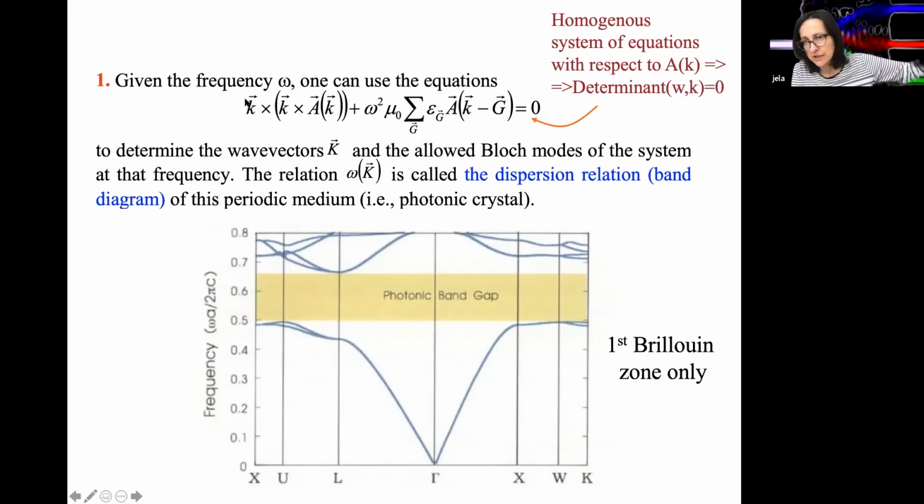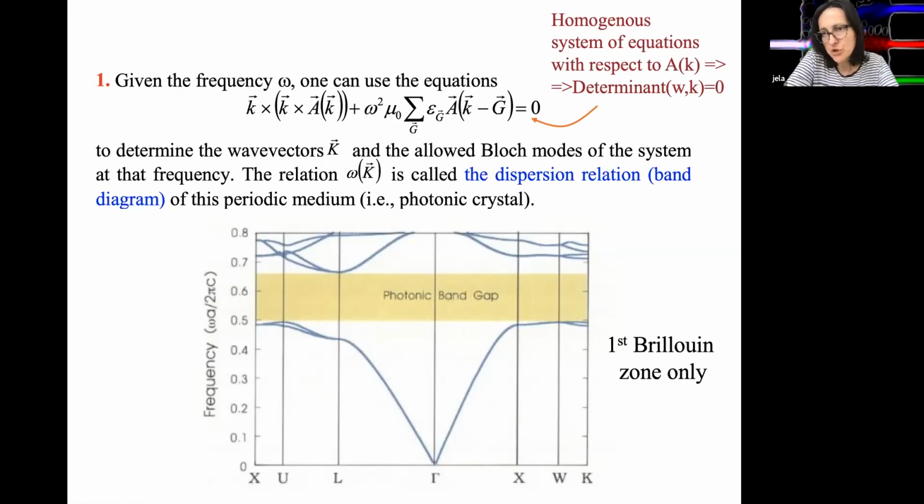We've also learned that you don't have to repeat this for k going from 0 to infinity in three-dimensional space or in one-dimensional space, because Bloch modes outside of the first Brillouin zone are exactly the same as in the first Brillouin zone. Bloch modes for whatever given k would be the same as k plus g, where g is arbitrary reciprocal lattice vector. So when people plot these band diagrams, they just do it for the first Brillouin zone. So these letters here correspond to high symmetry directions at the edges of the irreducible first Brillouin zone.